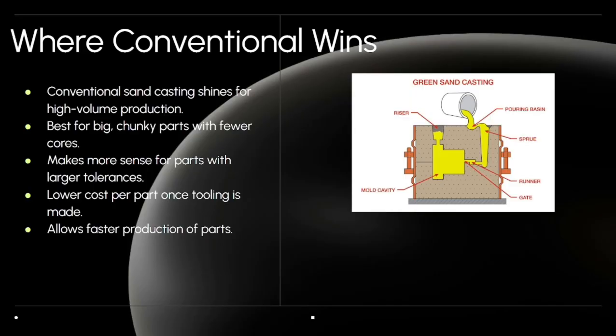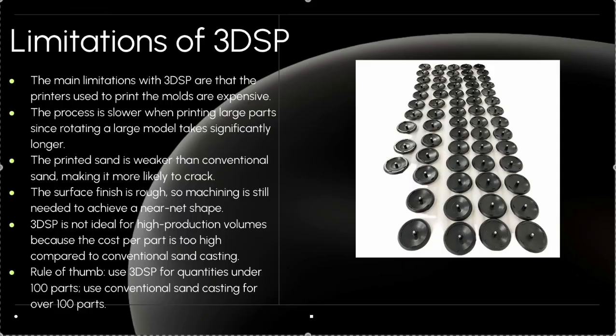It makes more sense to use conventional sand casting versus 3D sand print when designing parts with high tolerances. The benefit of conventional sand casting is that you can lower your cost per part once you've invested in the tooling needed to make the part. Another benefit is that conventional sand casting allows you to produce parts at a faster rate. Now look at the limitations of 3D sand printing.